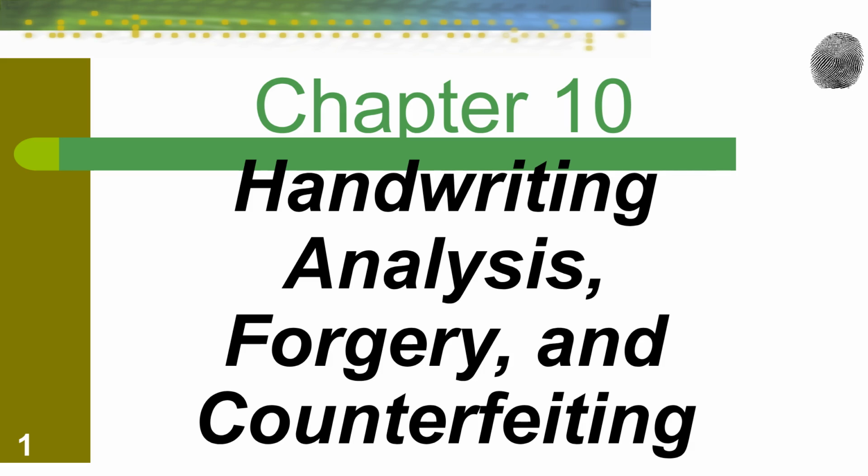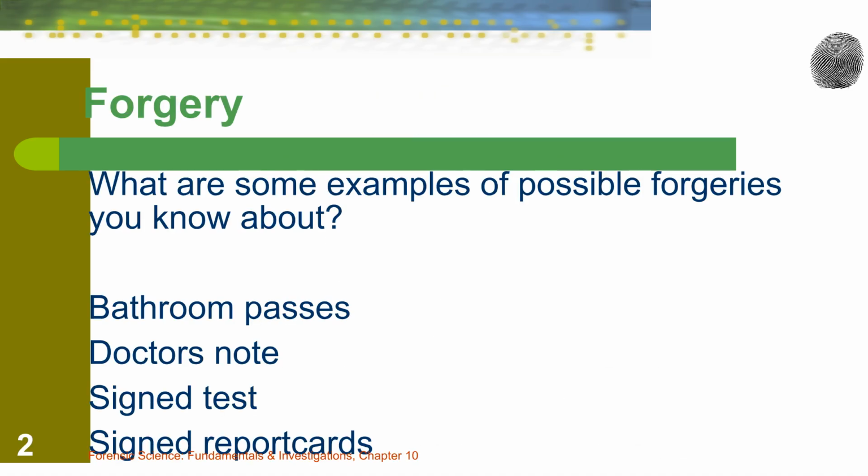Welcome to Chapter 10, which focuses on handwriting analysis, forgery, and counterfeiting. We will explore how forensic science addresses these areas. Forgery involves making or adapting objects, documents, or data with the intent to deceive. Examples of common forgeries include fake passes, altered medical notes, signed tests, or manipulated report cards.